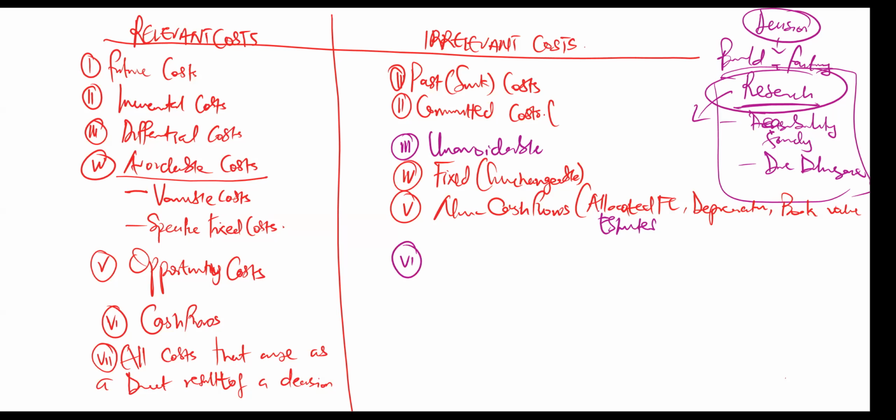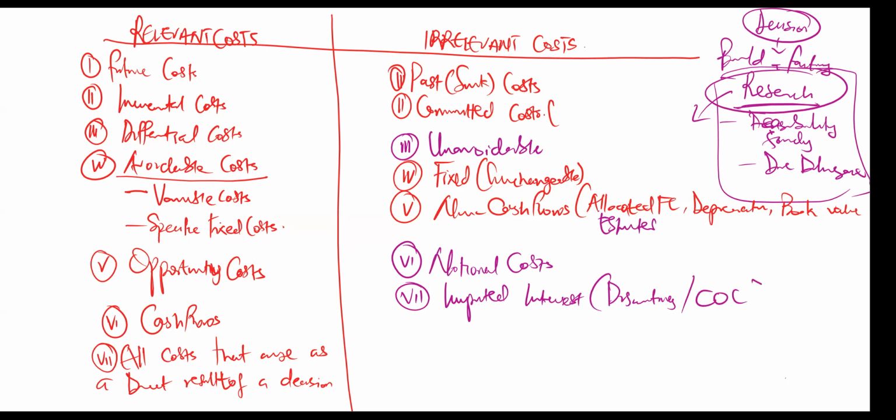Then let me bring one last one, which we call notional costs, right? And then I'm going to bring another one. I'm just giving you everything. I'll bring another one, which we call imputed interest, okay? Imputed interest, I'll come and explain this better when we are looking at discounting, or cost of capital or interest, right?